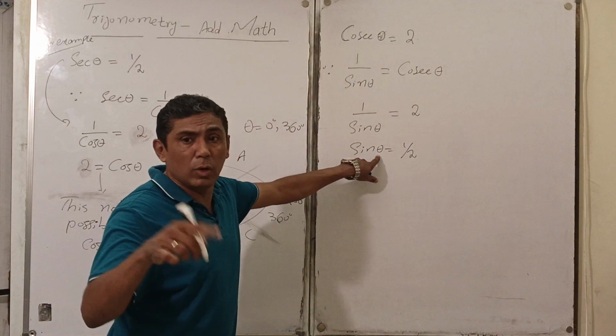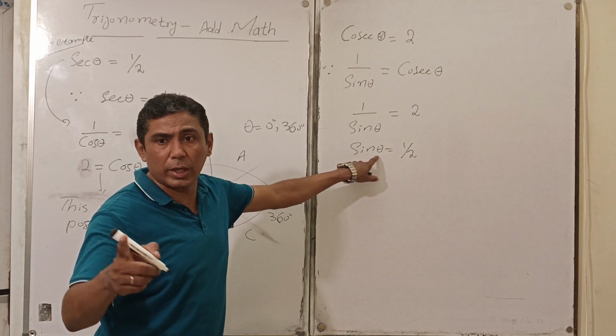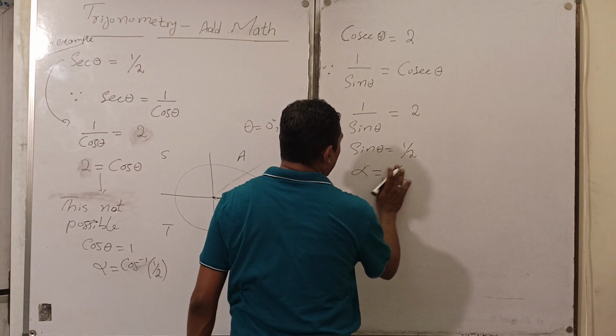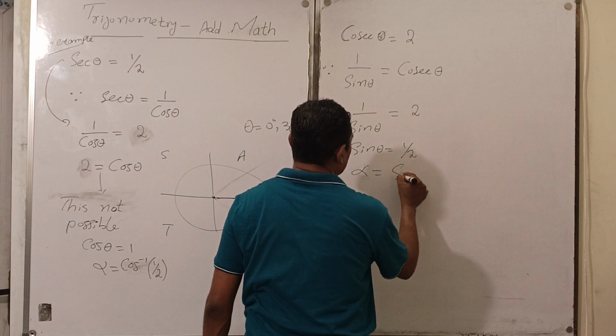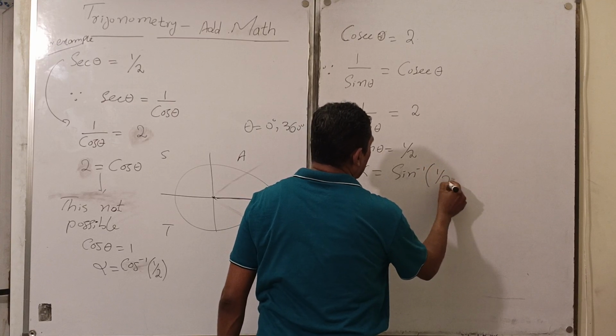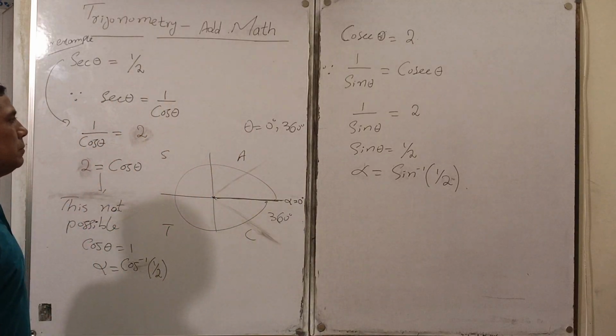So now you can find out theta, meaning alpha. Convert it into alpha when you find the inverse. Remember? You will convert it into alpha. Alpha equal to what? Sine inverse of 0.5, that is, 1 over 2.